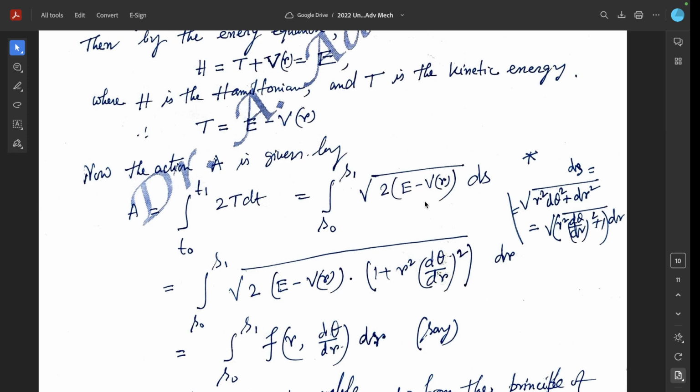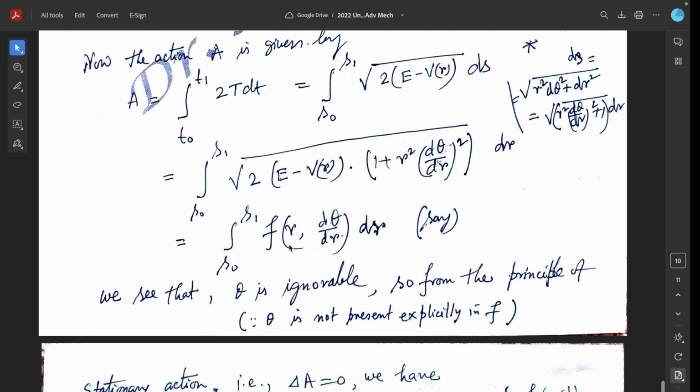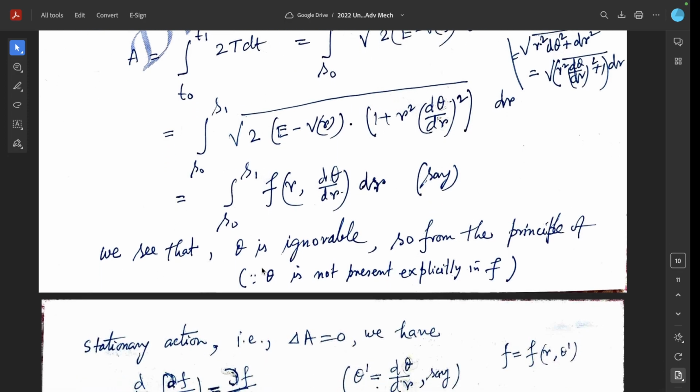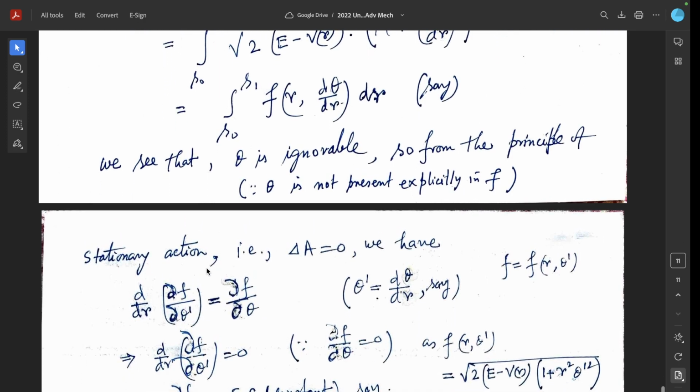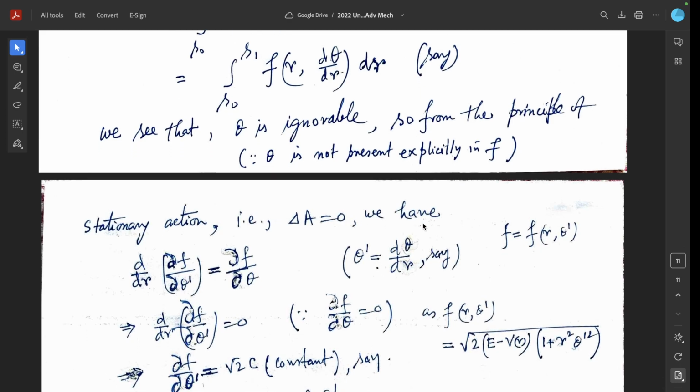This is the E minus V, and dt changes to ds because we have ds equal to the square root of r squared d theta squared plus dr squared. We change ds to dr by this formula, from s0 to s1. So this is equal to the integral from s0 to s1 of f(r, theta dash) dr. We see that theta is ignorable. So from the principle of stationary action, delta A equal to 0. So we have d/dr of the partial derivative of f with respect to theta dash equal to the partial derivative of f with respect to theta.